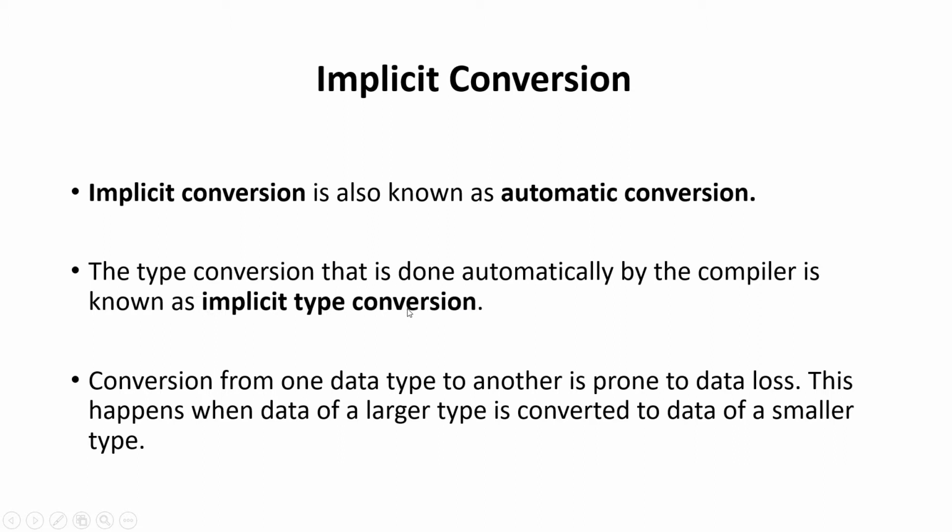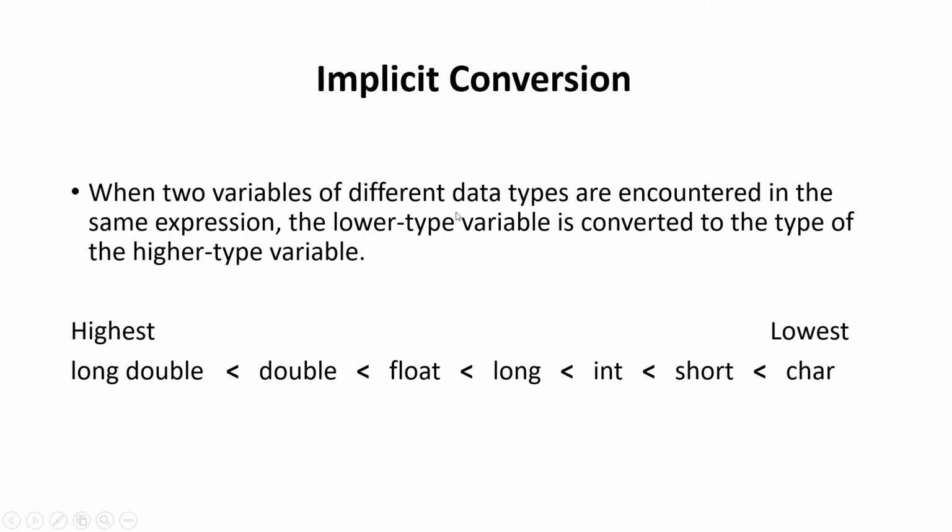If you are converting a variable data type into double, or double into a variable type, you can lose the data. When two variables of different data types are encountered in the same expression, the lower type variable is converted to the type of the higher type variable. You will lose the data. If you are converting into long or long double, you may lose the data. So this conversion is done automatically.